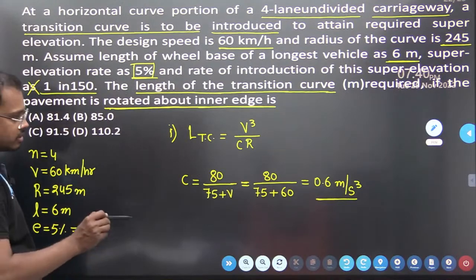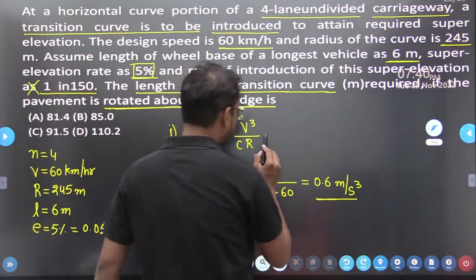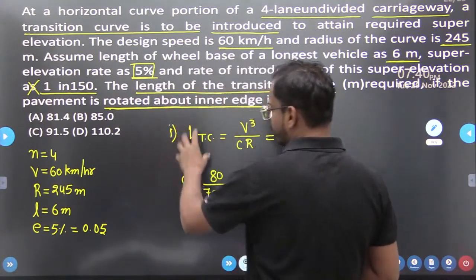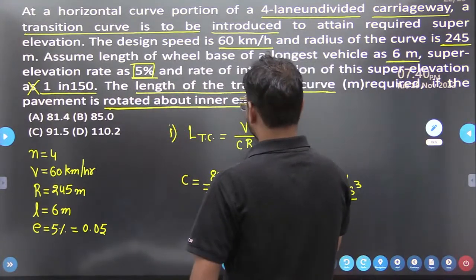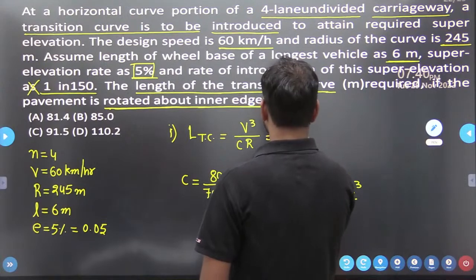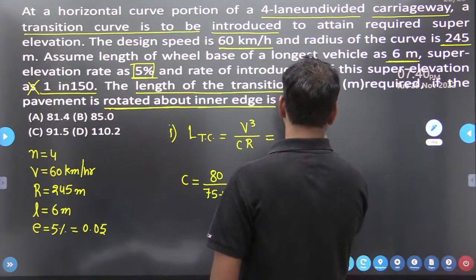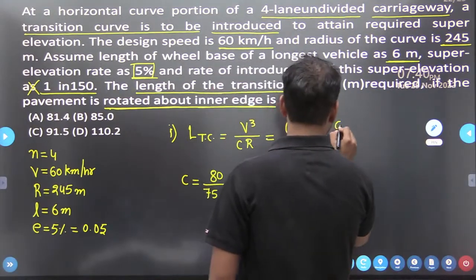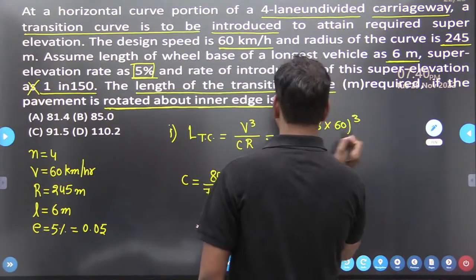So, if the value of C is 0.6 meter per second cube, now put the value here and get the length of transition curve in the first case. The length of transition curve is V cube by C R, V times 0.278, because V is given in kilometer per hour. So, 0.278 multiplied by 60, whole cube, divided by C R.